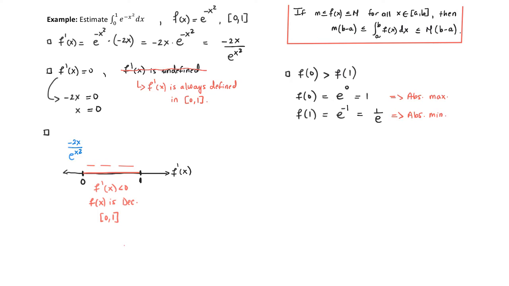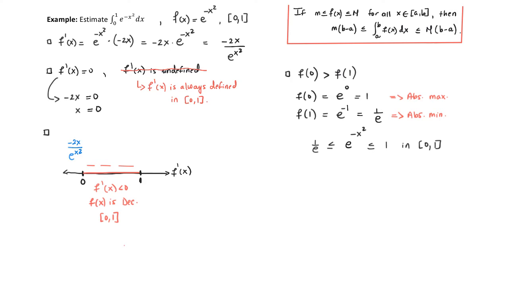So I can now say that e to the negative x squared is going to be bounded by 1 over e and 1. In other words, e to the negative x squared is going to be greater or equal than 1 over e, and is going to be less or equal than 1. I can perfectly say that. And that's always going to be true in the interval 0 to 1.